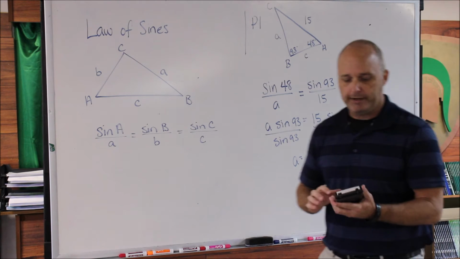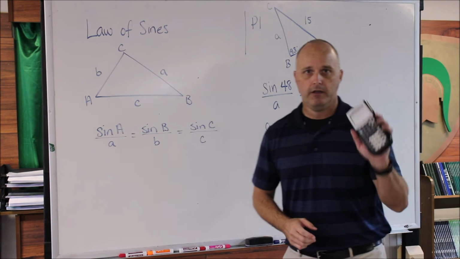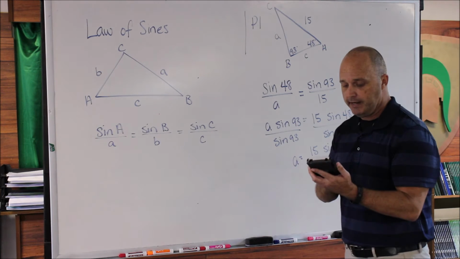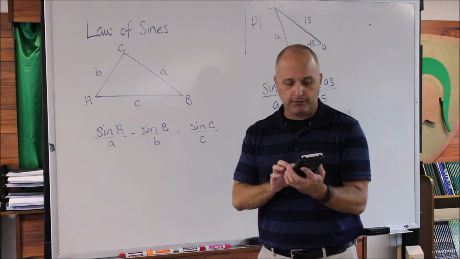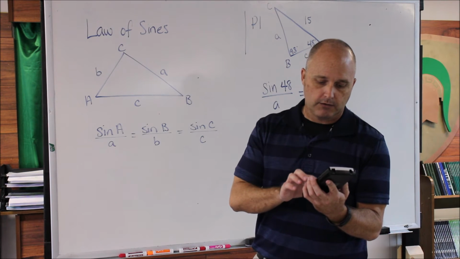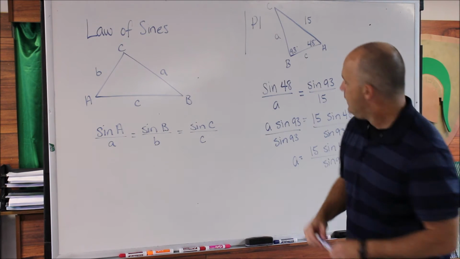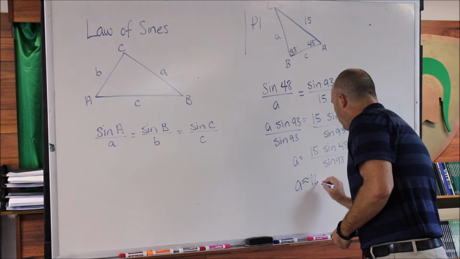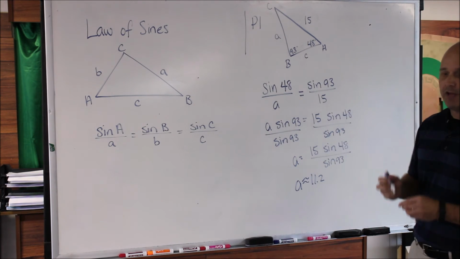But since we are done with this problem, we can go ahead and run this through the calculator. So go 15, and then sine of 48, close out the parenthesis, divided by the sine of 93. So sine of 93, close out the parenthesis, and that is 11.16. So we get a is approximately 11.2 units long. So this is how you're going to use the law of sines.